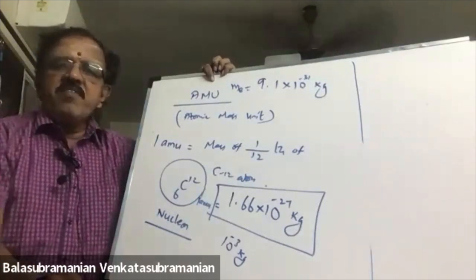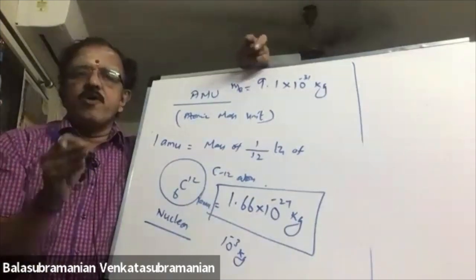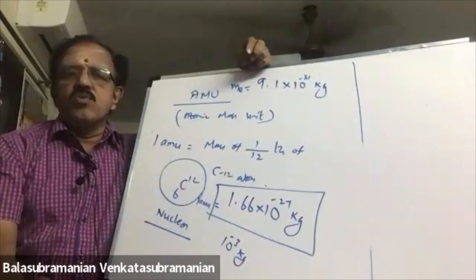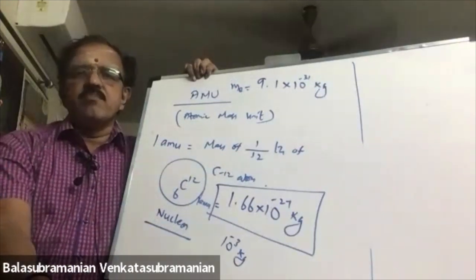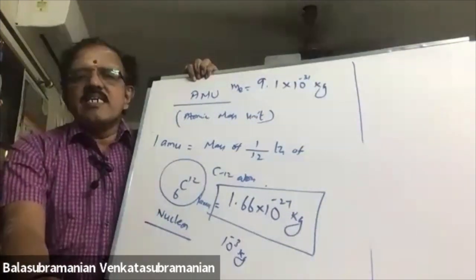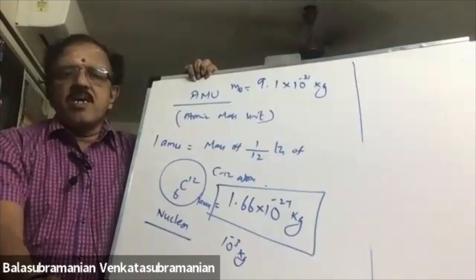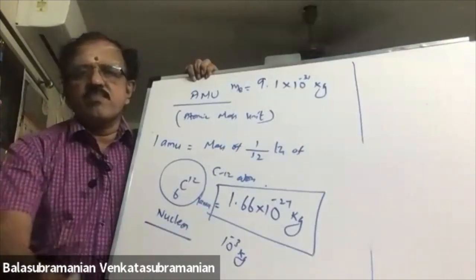So, previously they were using atomic mass unit: mass of proton in terms of AMU, mass of neutron in terms of AMU, mass of helium atom. Any particular element, they were expressing in terms of atomic mass unit because, sir, your mass is 50 kilogram, 60 kilogram.